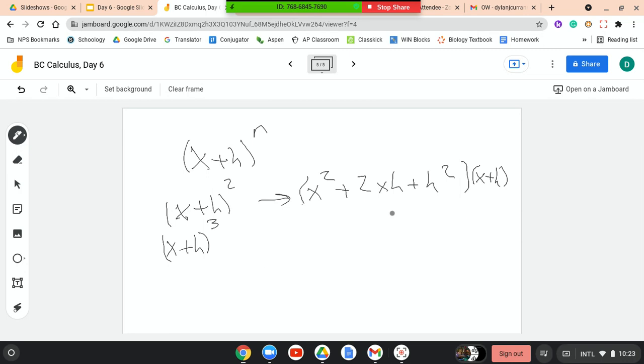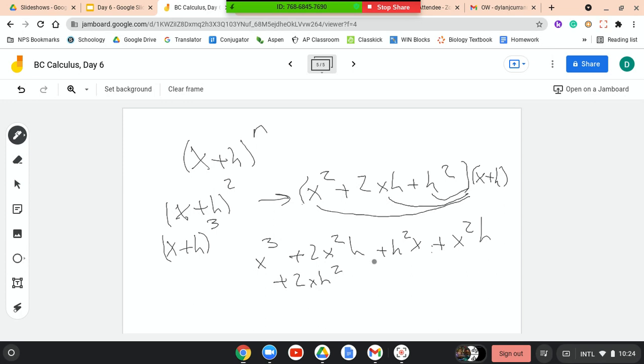We have to do the FOIL method. So we'll get x cubed plus 2x squared h, plus h squared x, and then we go to the h's, plus x squared h, plus 2xh times h, which is 2xh squared, plus h squared times h, plus h cubed, all right? Do you agree with that expansion? Yeah. Cool. So then this is the formula for x plus h cubed, right?